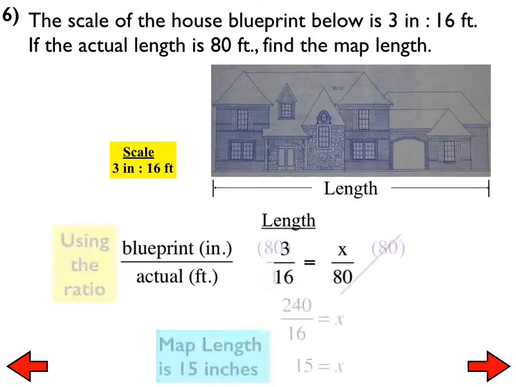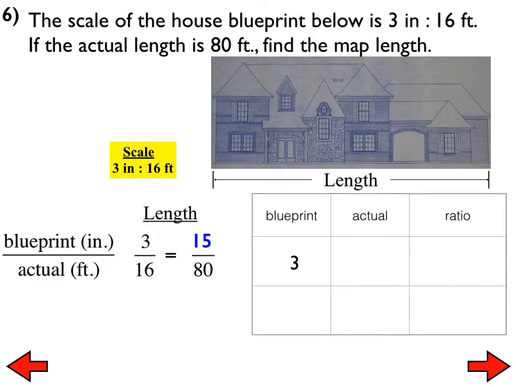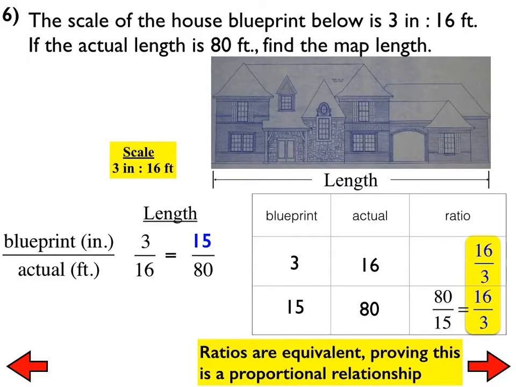Let's fill in our table. Ratio on the first one is 16/3. The ratio on the second one also simplifies to 16/3. That means, since the ratios are equivalent, we have a proportional relationship.